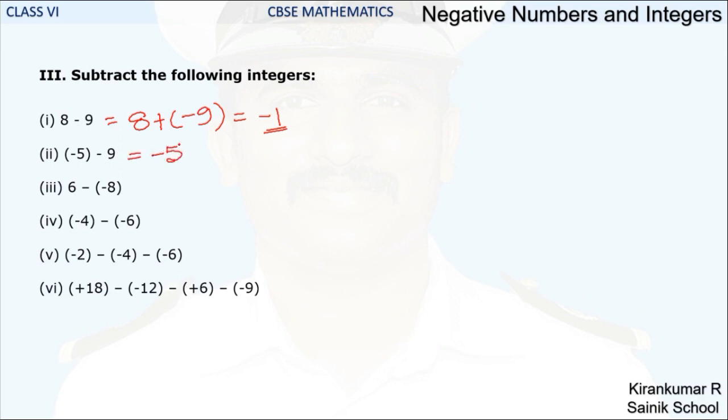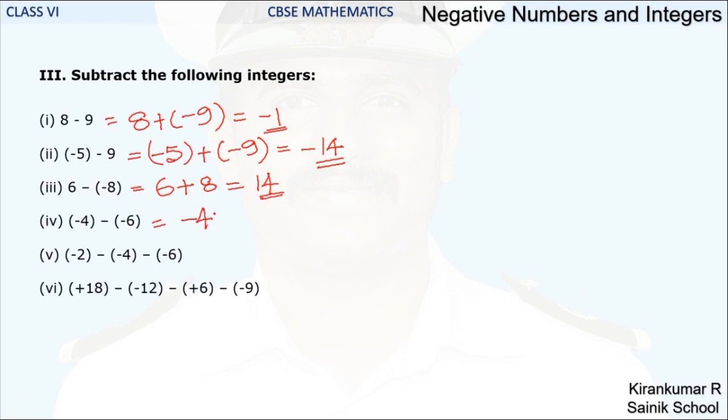So negative 5, I'll write this as plus minus 9. Both have like signs, so retain the same sign and add their absolute values. The absolute values added become 14. Now I'll change the sign of this second integer, minus 8, it becomes positive 8. So 14 is the answer.